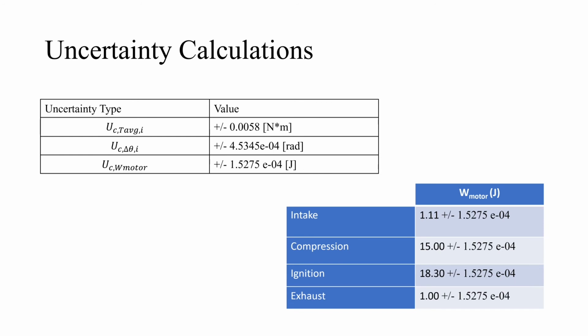Formulas and assumptions: the uncertainty values for combined uncertainty of average torque, combined uncertainty of change in theta, and the combined uncertainty of work of motor are calculated. As you can see, for the work of motor calculated values, the uncertainty bounds are used when considering the exact values of these calculations. One must account for the uncertainty when comparing values to theoretical values.